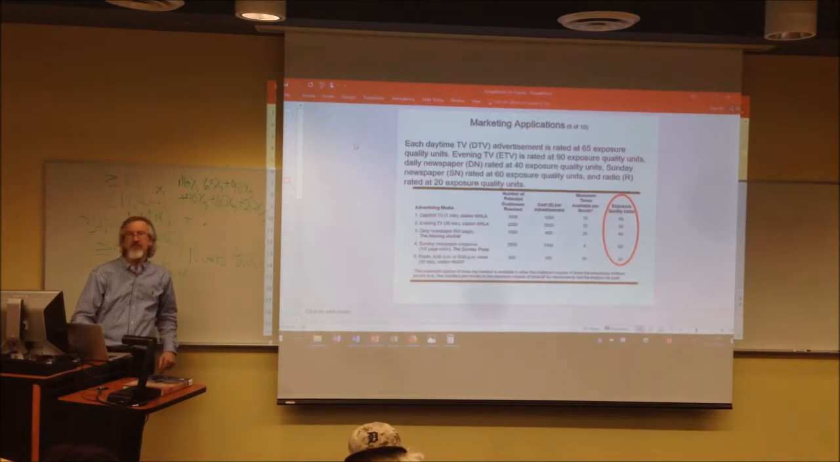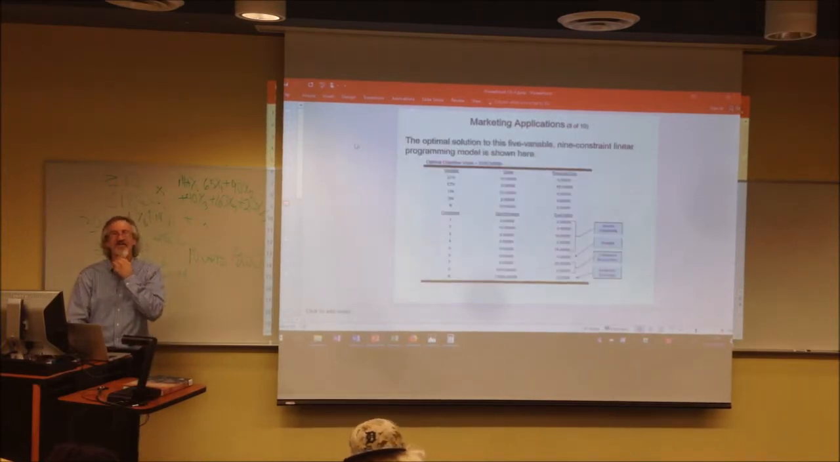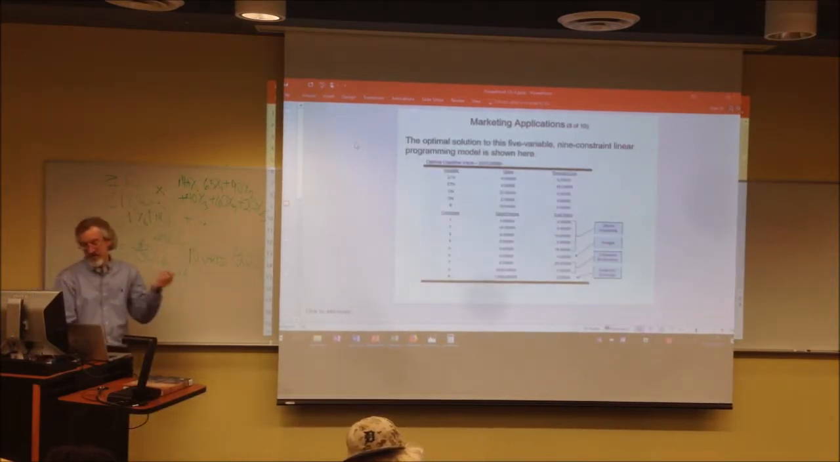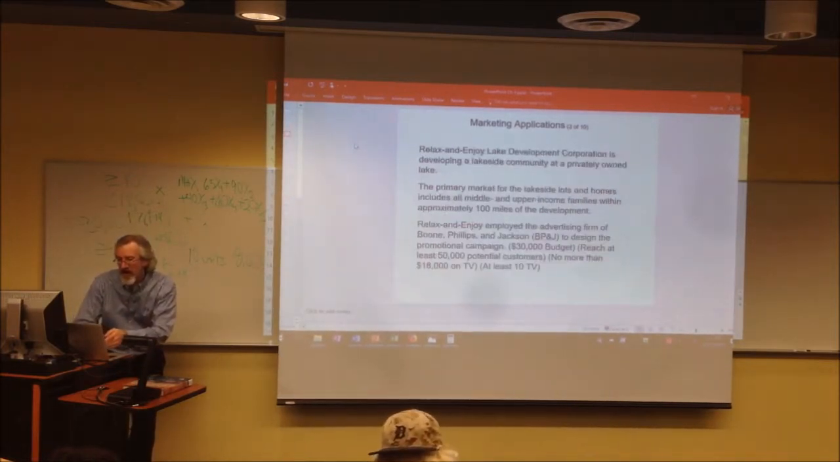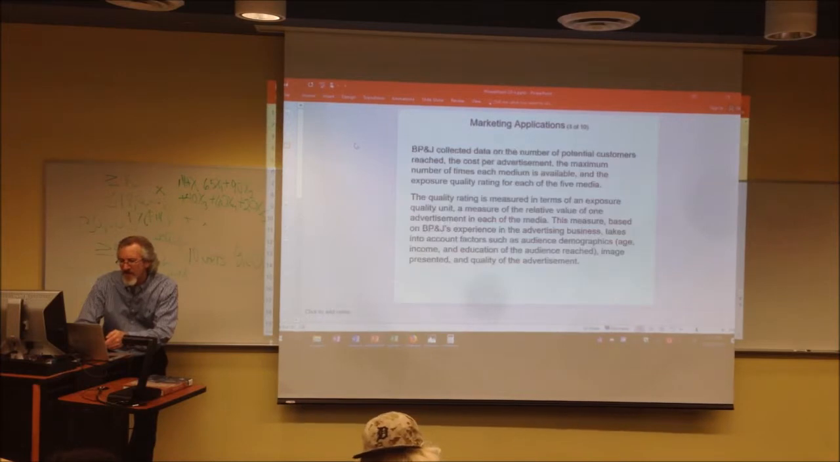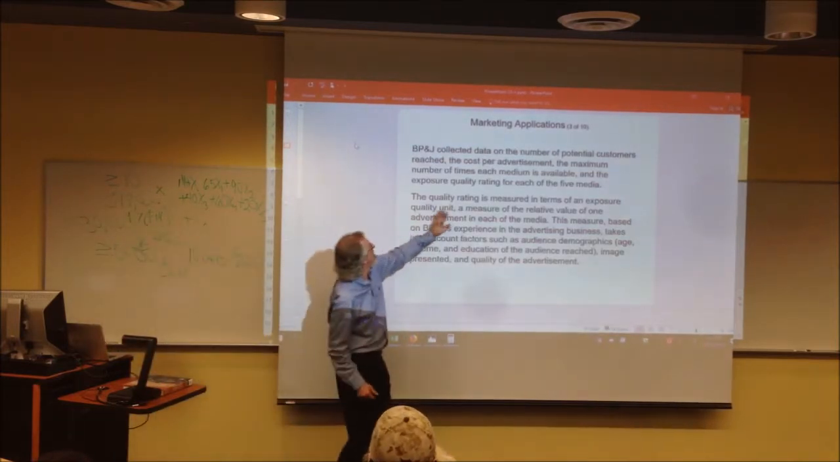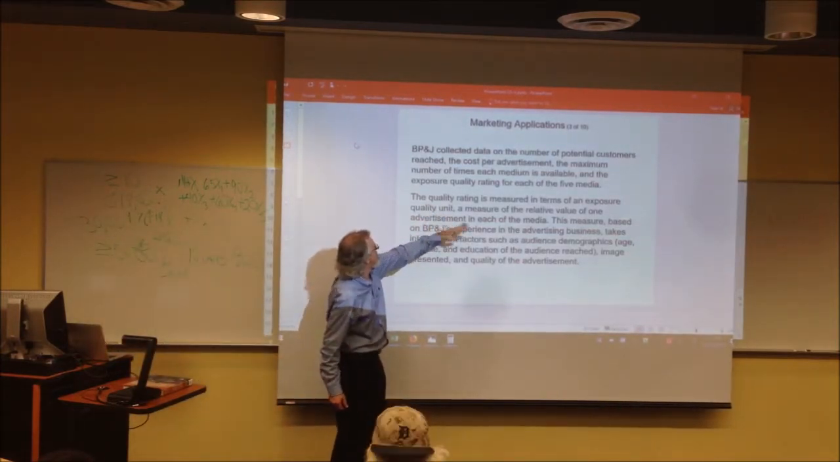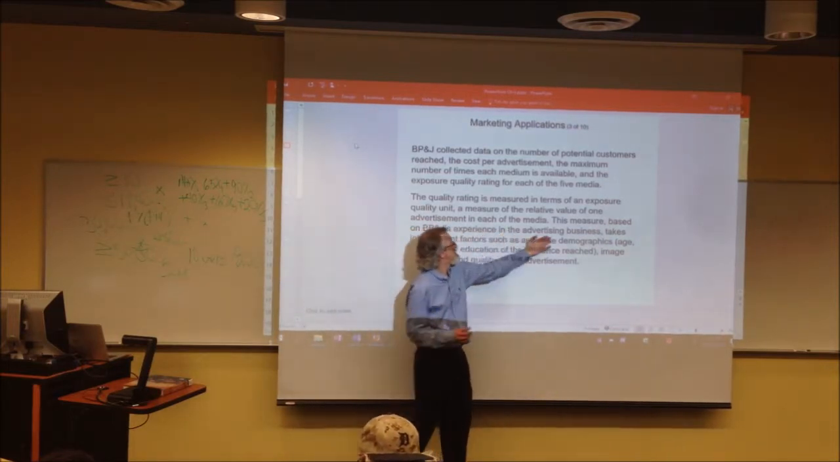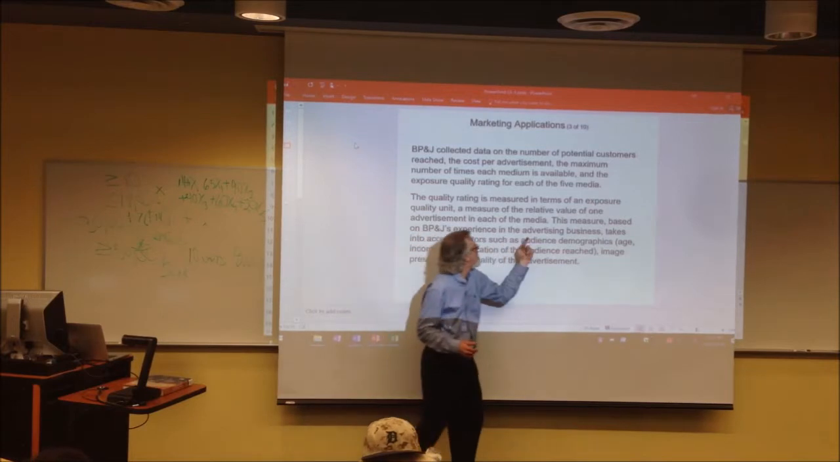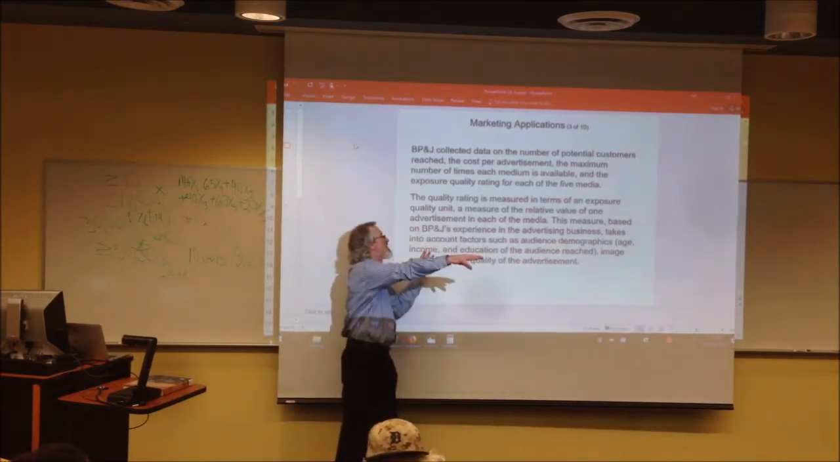It's also possible the exposure probably already takes into account how many. Possibly, that's right, and it's in this sentence right here. Good point. The quality rating and exposure quality unit is a measure of relative value for the advertising. The measure is based on their experience in the advertising business, and it takes into account the audience demographics, whoever it is we're reaching.